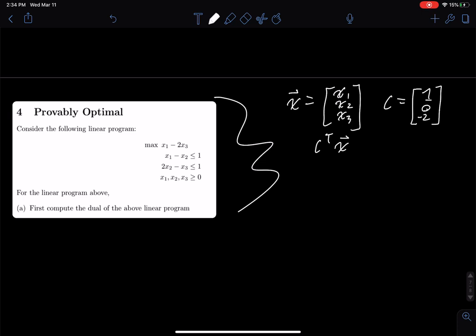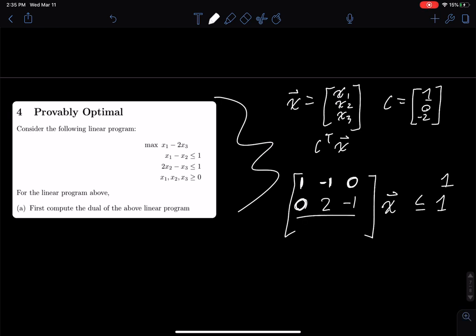What are our constraints going to be? Well, let's look at our first constraint. Our first constraint is going to be that x1, so we'll put a 1 for x1, -1 for x2, and 0 for x3, remember we're going to be multiplying this by x, is less than or equal to 1. Our second constraint has no coefficient of x1 here. So we have 2x2 minus x3, we're going to dot this with x, is now less than or equal to 1 as well. And finally, we're going to put that x itself is greater than or equal to 0.